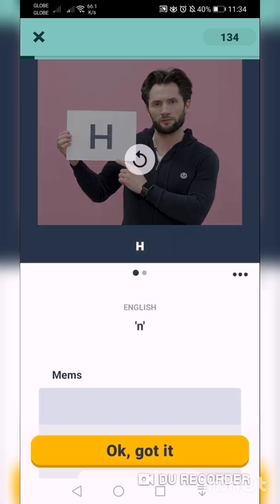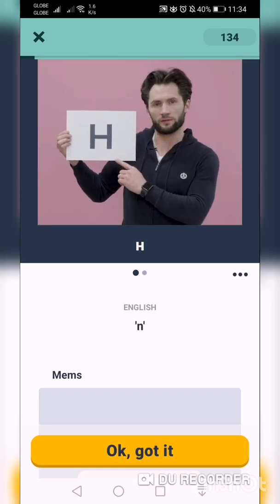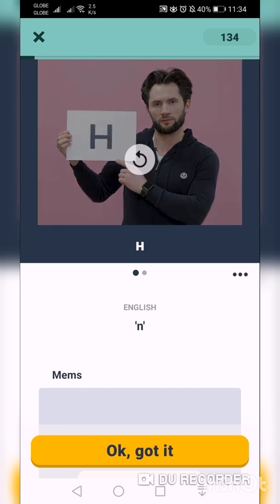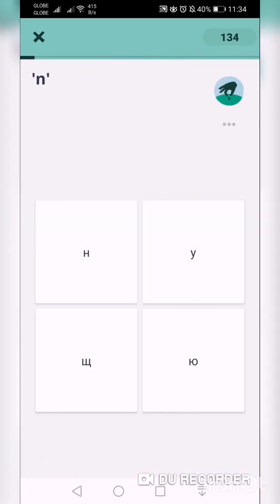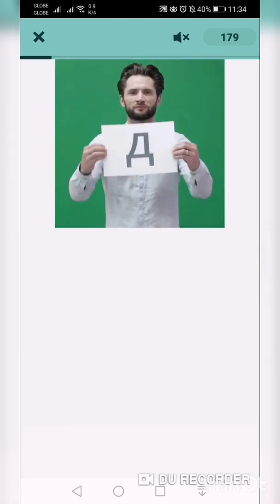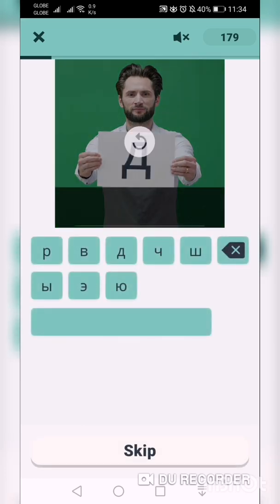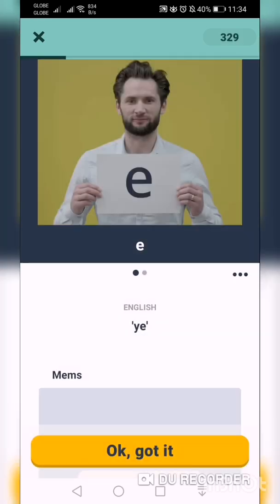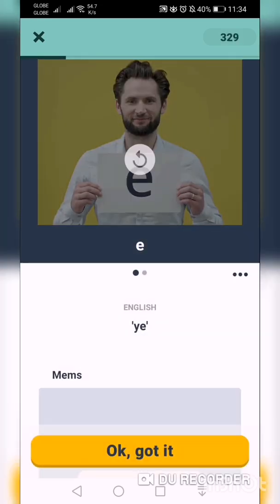Н. All right, that pretty much looks like the letter H, but the sound is N. It's the letter N, the N sound. N is that little H-looking character. N. Д. Okay, we know that that's D. Е. Yeah. Okay, so letter E, even the capital letter E, is going to have the same sound.